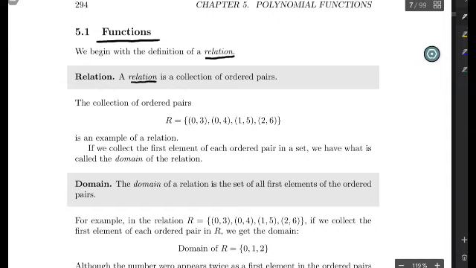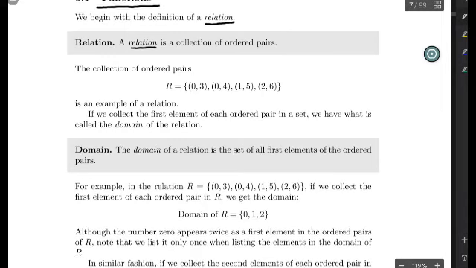Note that it's possible to have the same first entry in two or more ordered pairs in a relation and then have different second entries. All right.